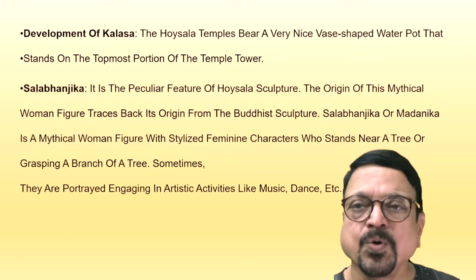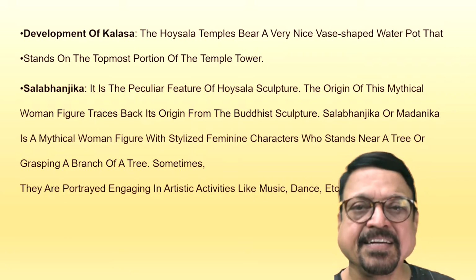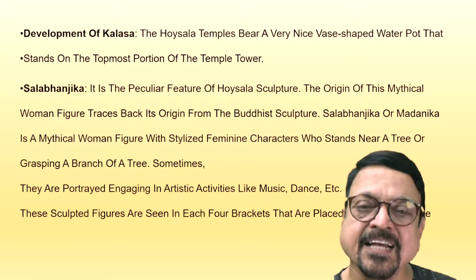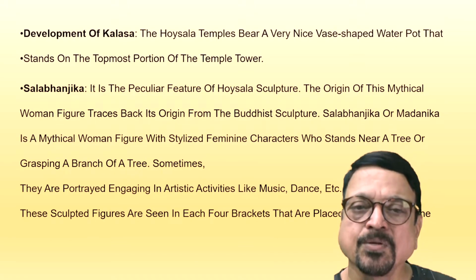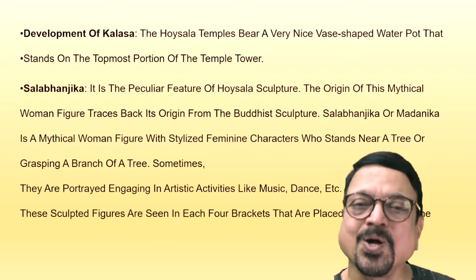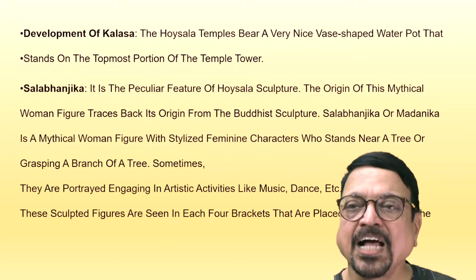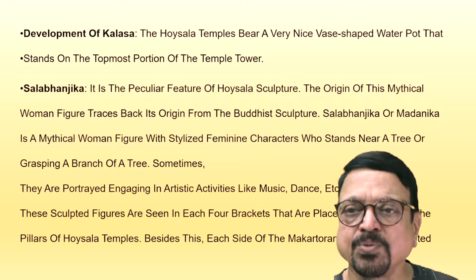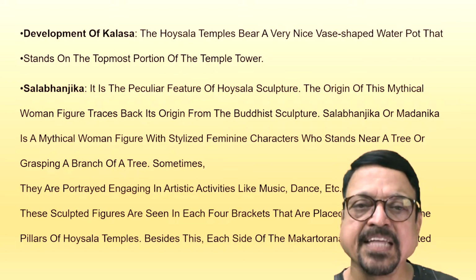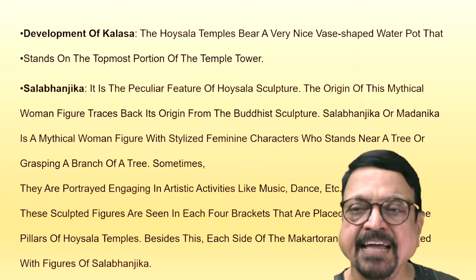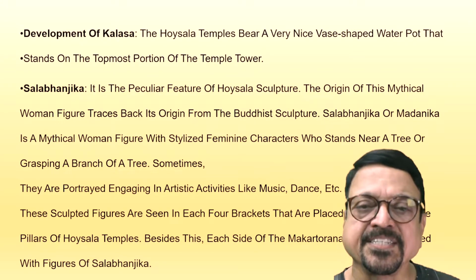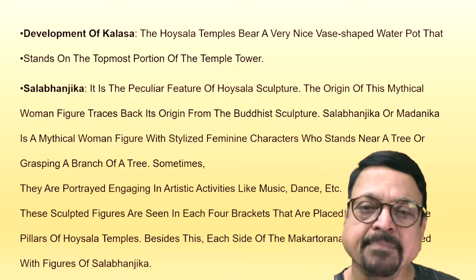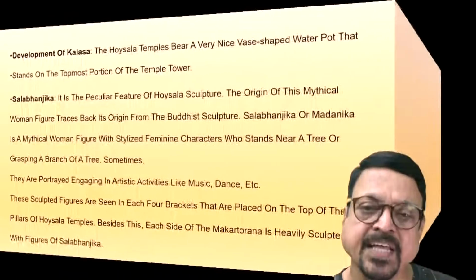Now they are portrayed engaged in artistic activities like music, dance, and so on. Some of them you see doing makeup, some of them you see yawning also. So all sorts of things you will see in them. The sculpture figures are seen in each of the 4 brackets placed on top of the pillars of the Hoysala temples. Besides this, each Makara Torana is heavily sculptured with figures of Salabhanjikas. So you will see them in the brackets, in frames, or on the Makara Toranas also. So that is available. You can see them, you can appreciate them.